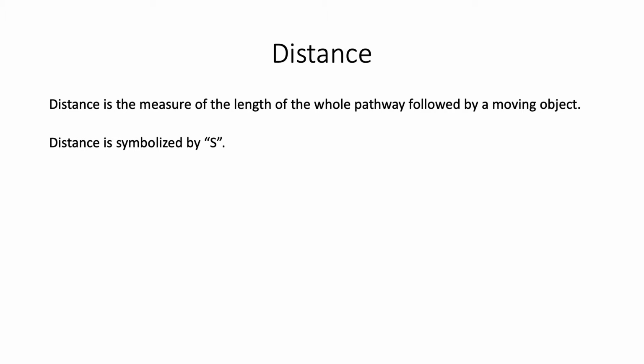Distance and displacement. In this video, we will see the differences between distance and displacement and how to calculate each in one dimension. Distance is defined as the measure of the length of the whole pathway followed by a moving object, regardless of in how many directions it moves, whether the pathway is straight or circular or curved. The distance is the length of the whole pathway followed by the moving object, and it is symbolized by S.